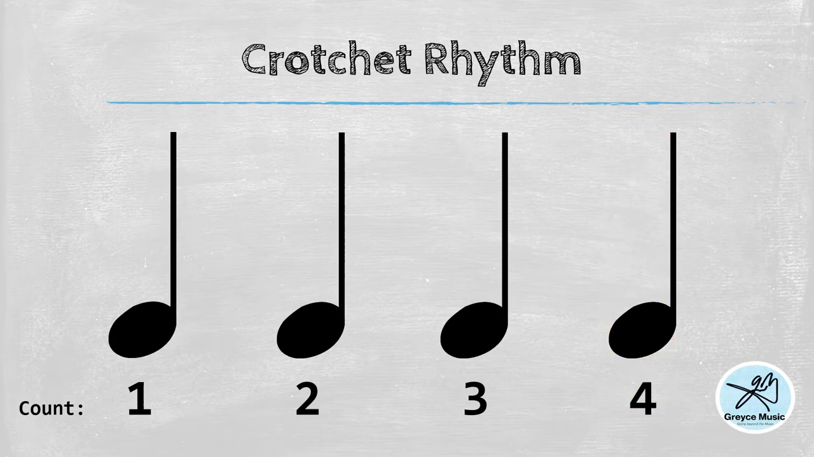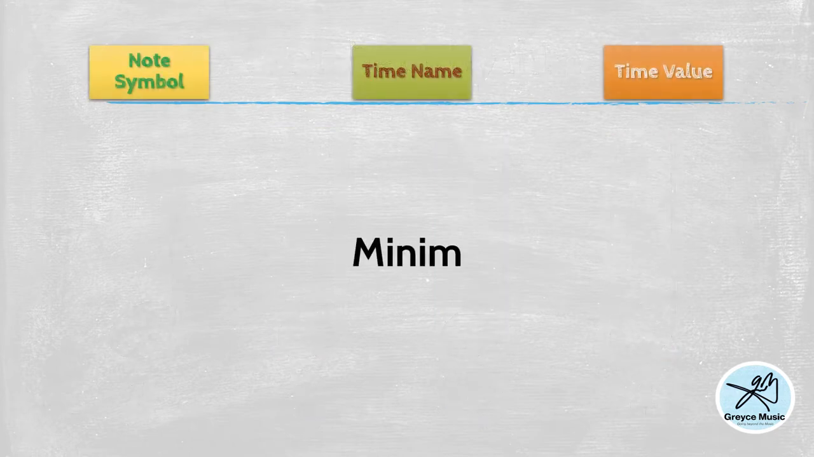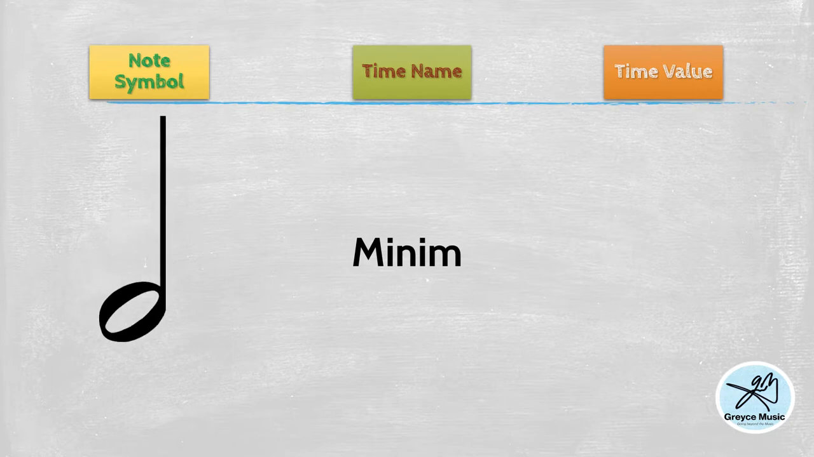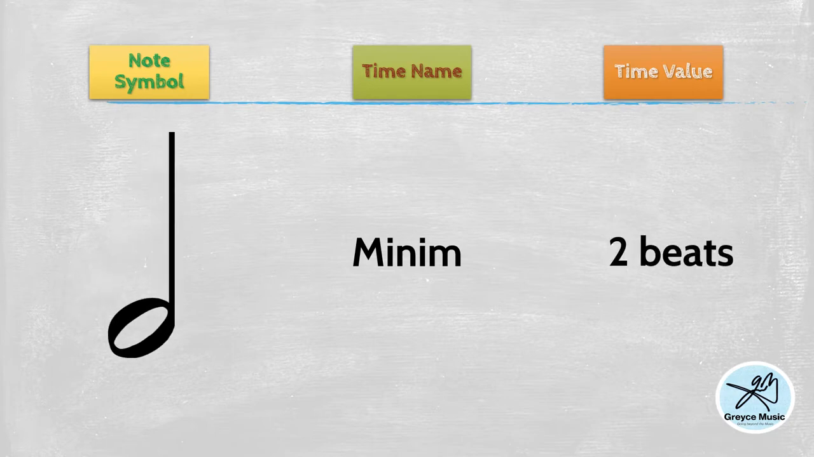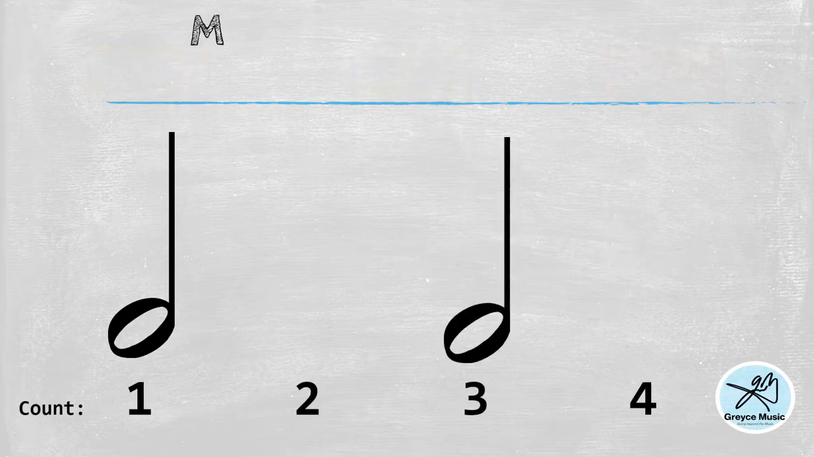1, 2, 3, 4. This time, try and clap along. 1, 2, 3, 4. Next up, we have the minim. Here is the minim note symbol. The minim has a time value of 2 beats, so I'd need to count and play the note for 2 beats if I saw this symbol. Let's have a try.